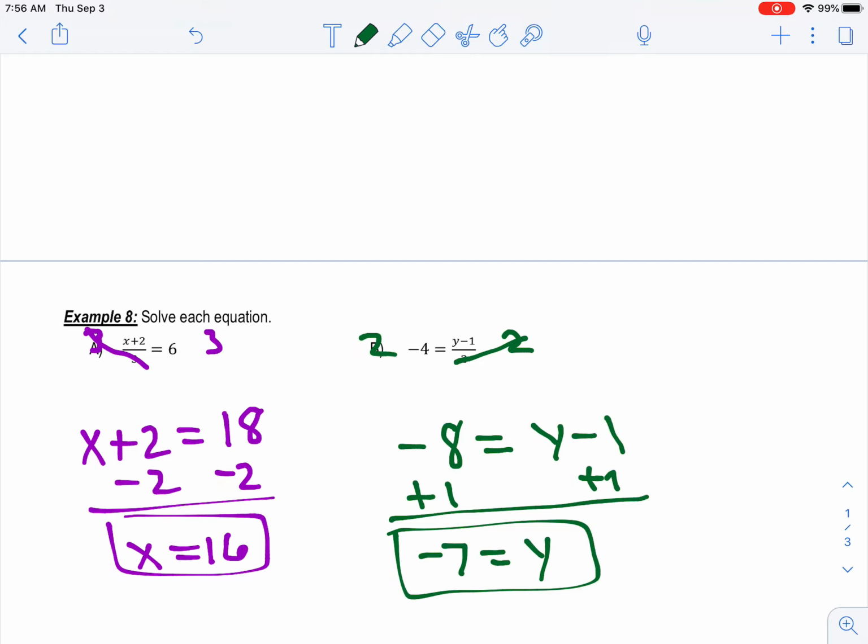Those are two-step equations. Now we're going to do some practice in class and check to see how you did. Good work.